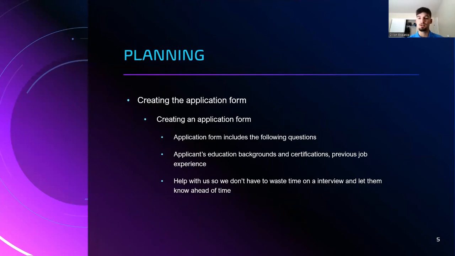So first, we want to create the application. During my planning process, I have to select my goals. So my goal is to rework the application so it can include questions that let us narrow down employees, such as: the applicant's education background, certification. For instance, for an accounting firm, you would look for the CPA, and also previous job experience, if they have worked in different firms.